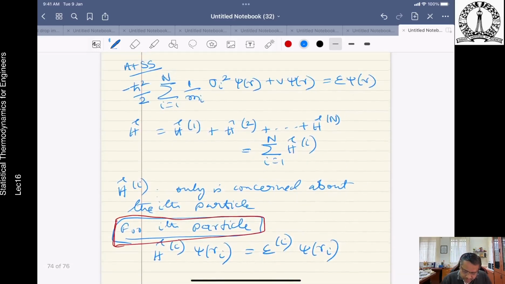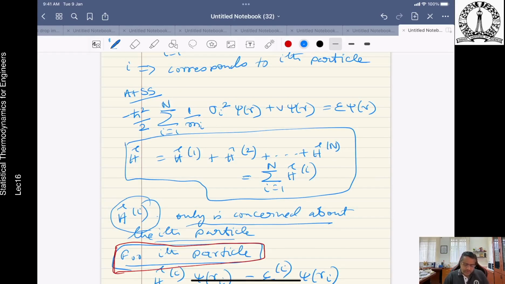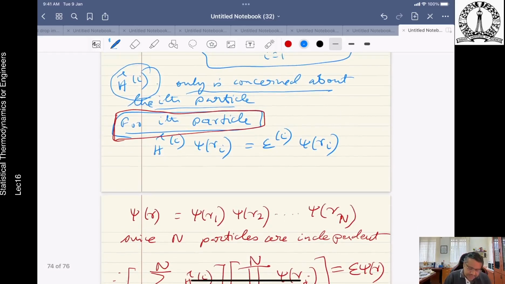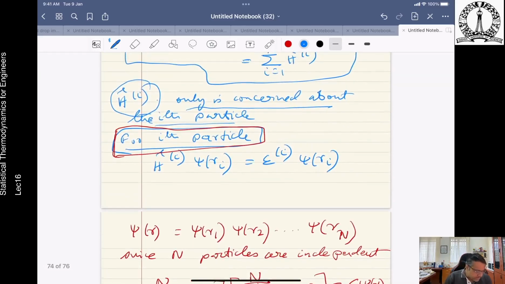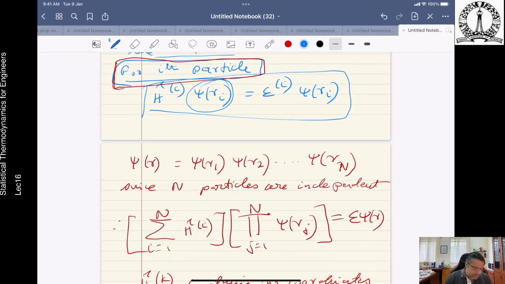The Hamiltonian operator was now separated into a bunch of terms, which is what we did. Here we say that Hi is only concerned about the ith particle. It only contains the coordinates of the ith particle. Therefore, the operator Hi can be used only to obtain the wave function psi Ri for the ith particle. This is the expression for the overall wave function, that means the global wave function, which is psi r.